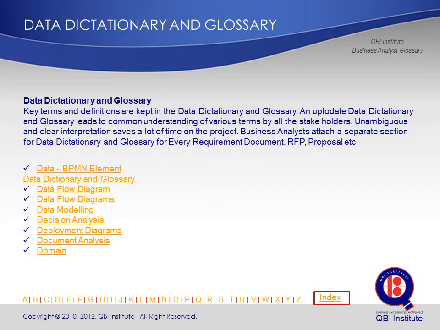Data dictionary and glossary. Key terms and definitions are kept in the data dictionary and glossary. An up-to-date data dictionary and glossary leads to common understanding of various terms by all the stakeholders. Unambiguous and clear interpretation saves a lot of time on the project. Business analysts attach a separate section for the data dictionary and glossary to every requirement document, RFP, proposal, etc.